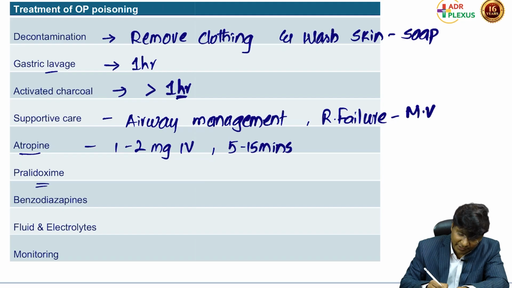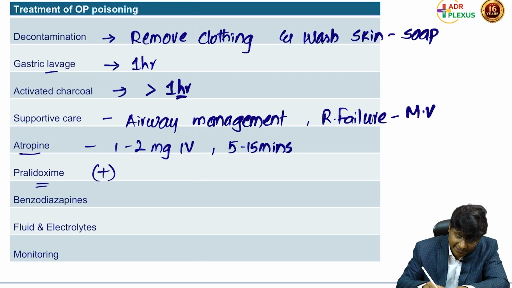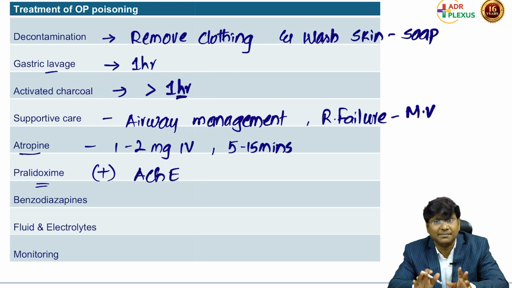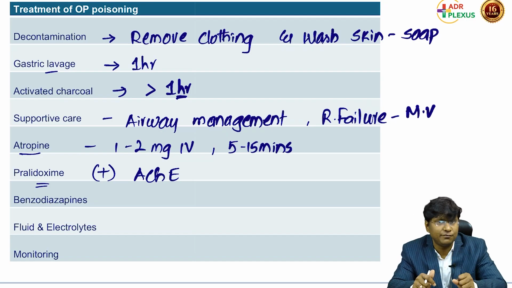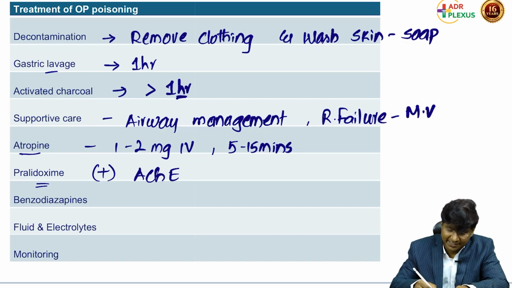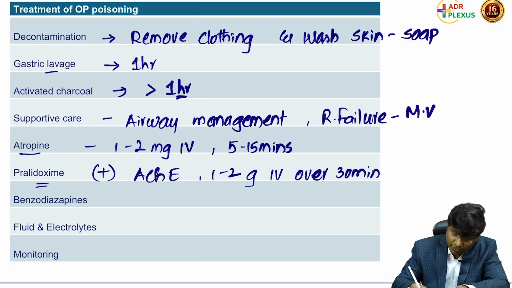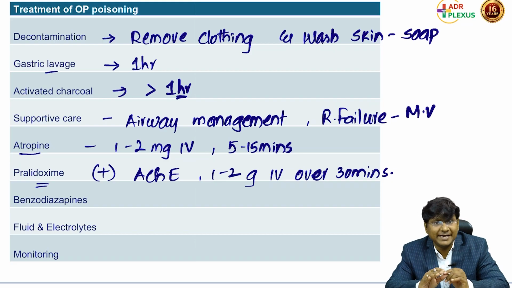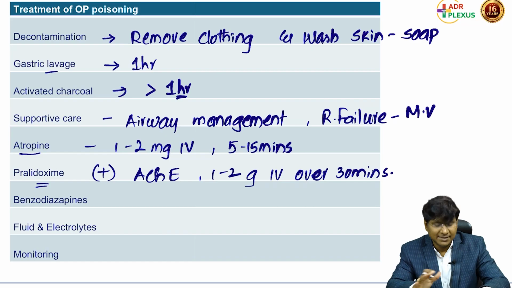Right, and another important example is pralidoxime. What pralidoxime will do is it will reactivate the acetylcholinesterase enzyme, right? It will reactivate the acetylcholinesterase by cleaving the phosphate ester bond between the enzyme and organophosphate. And the dosage of pralidoxime is that you need to give 1 to 2 grams intravenously over 30 minutes, and this should be followed by 0.5 grams per hour. That is about pralidoxime.